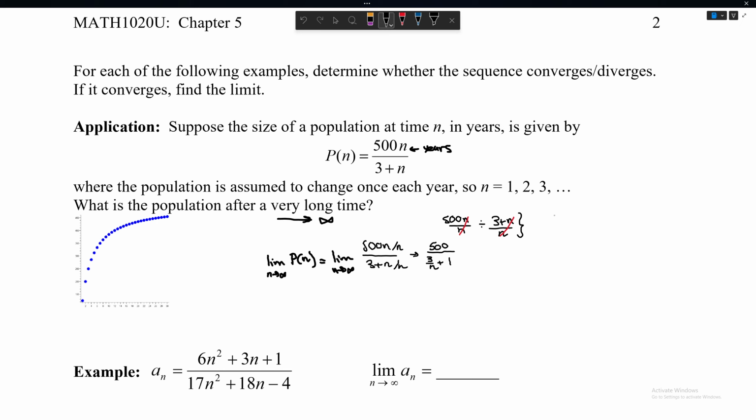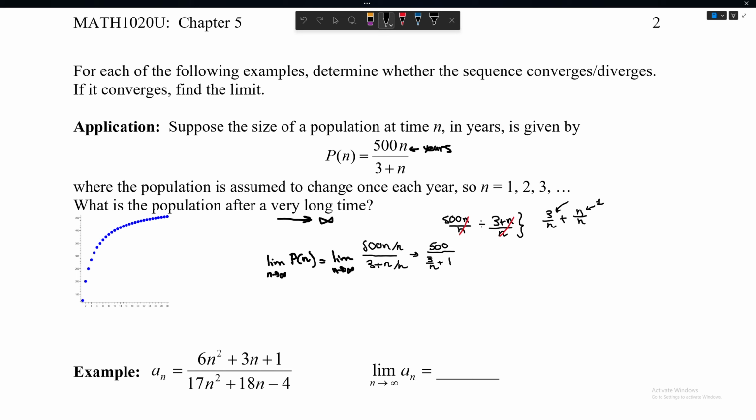What happened to this part is this becomes 3 over n plus n over n, right? If you have a common denominator, you can just split it like this. And so this 3 over n stays, but this turns into 1. And that's how I got this bottom. Now I can take the limit of this. 500, this is a constant, it comes out.